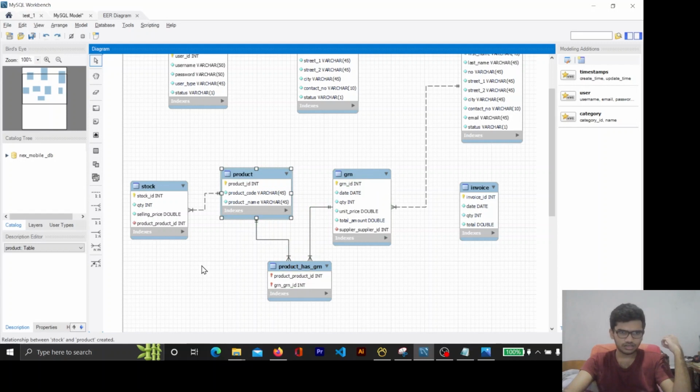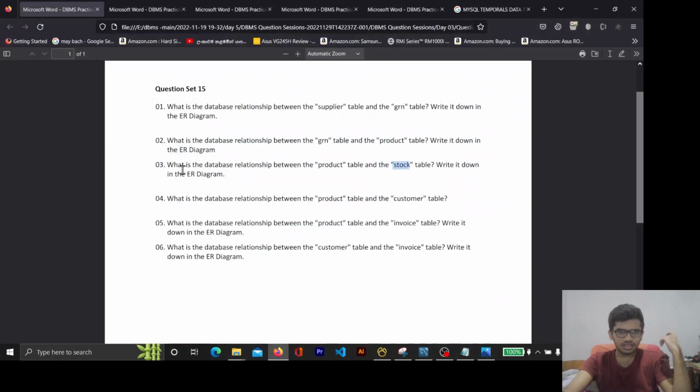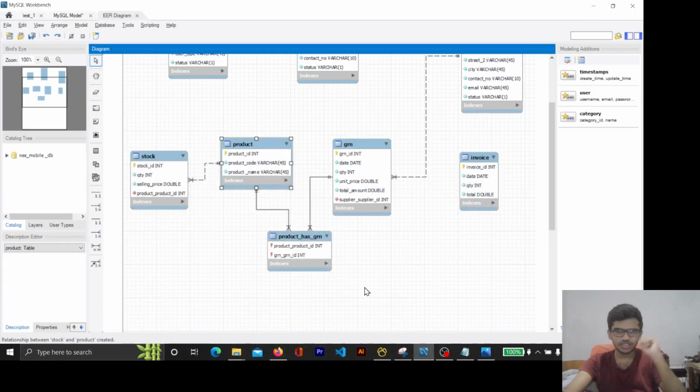Okay, I think that answers the third question. The fourth, fifth and sixth questions suggest that it's all the same, if you read the questions carefully.